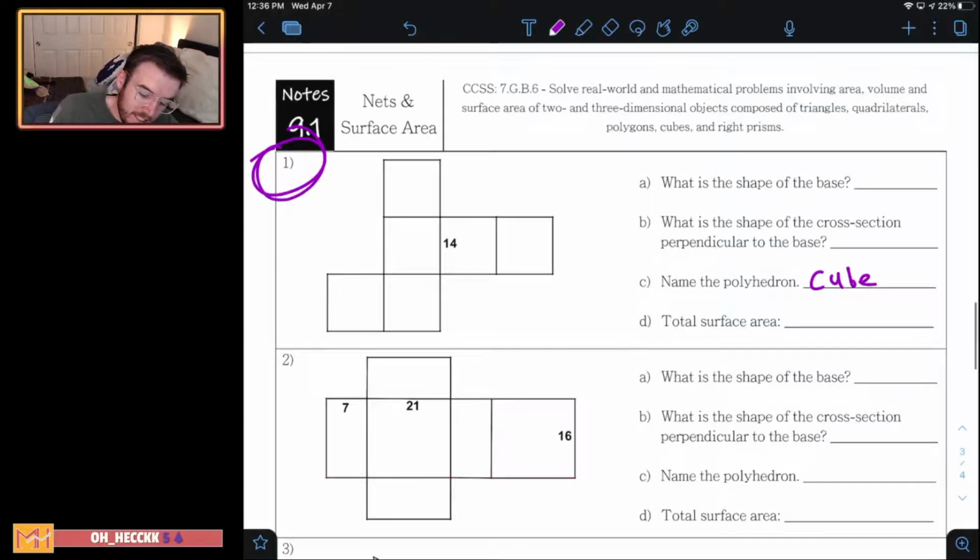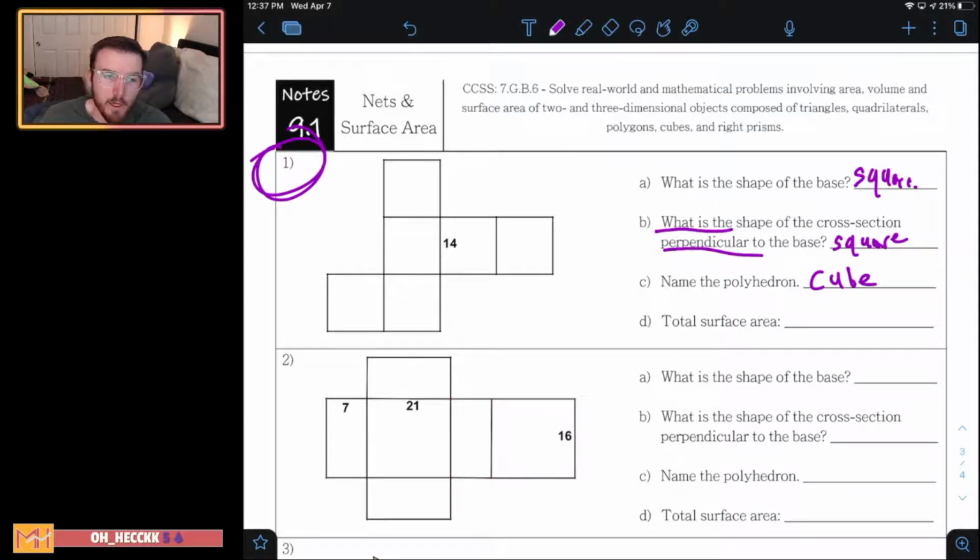Number one, all of these faces are square. So we can see that the base is square. And if we have a bunch of squares, then each cross section is going to be square. Don't let these words intimidate you too much, right? The cross section is just when you slice it up and you go phew, phew, phew, right? I would have a whole bunch of squares.